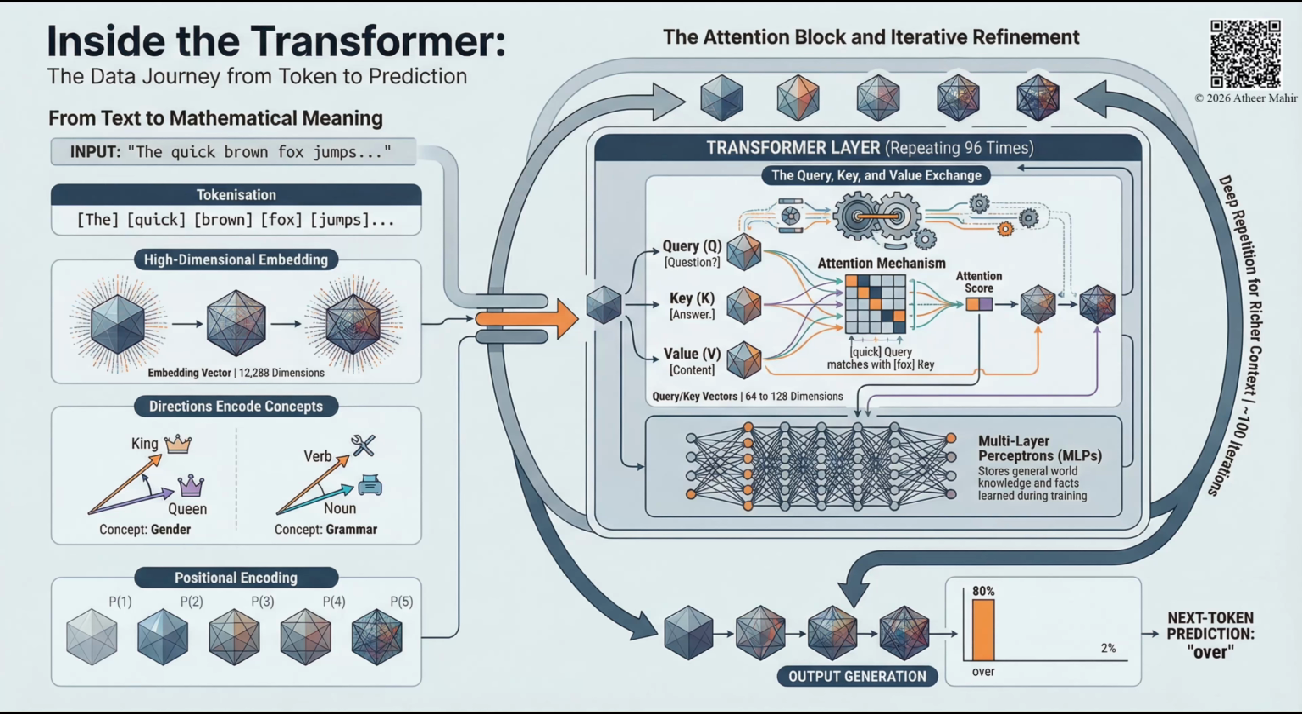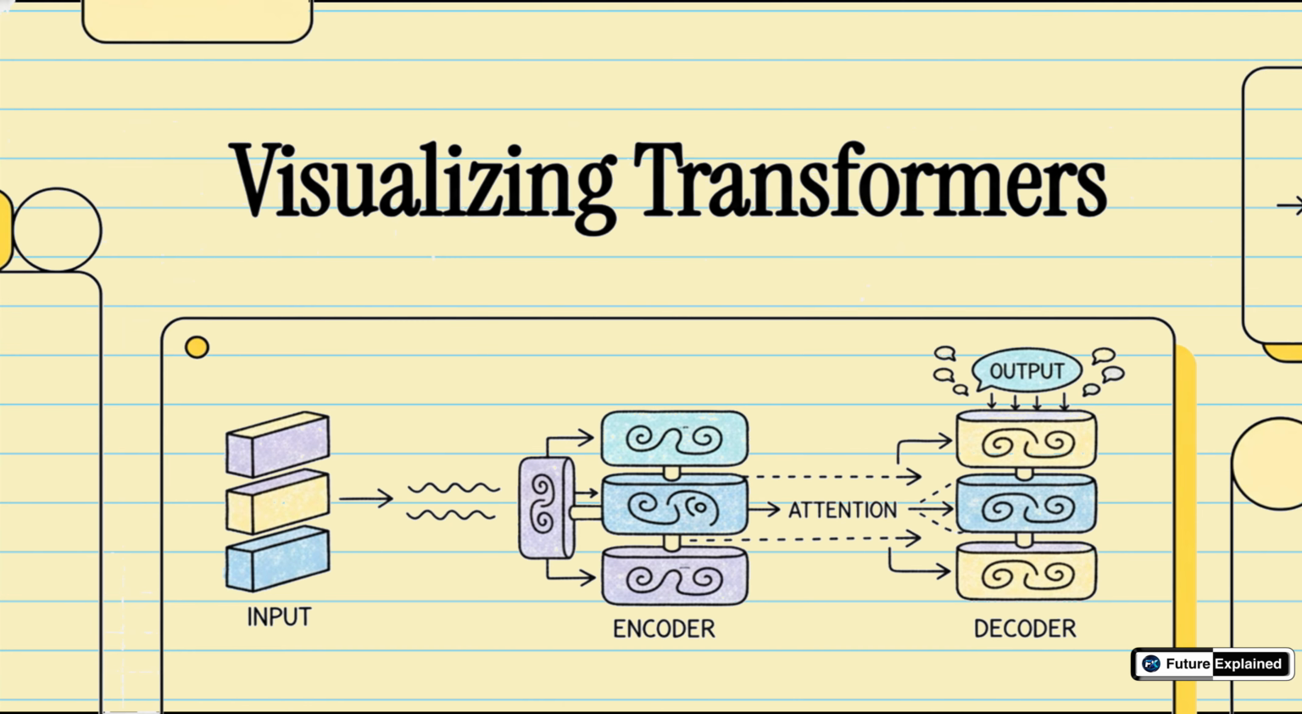So you hear about AI like ChatGPT all the time, right? But what's actually going on under the hood? Well, today we're going to pull back the curtain on the revolutionary architecture that powers it all, the transformer. We're going to visualize step by step exactly how these incredible models think.